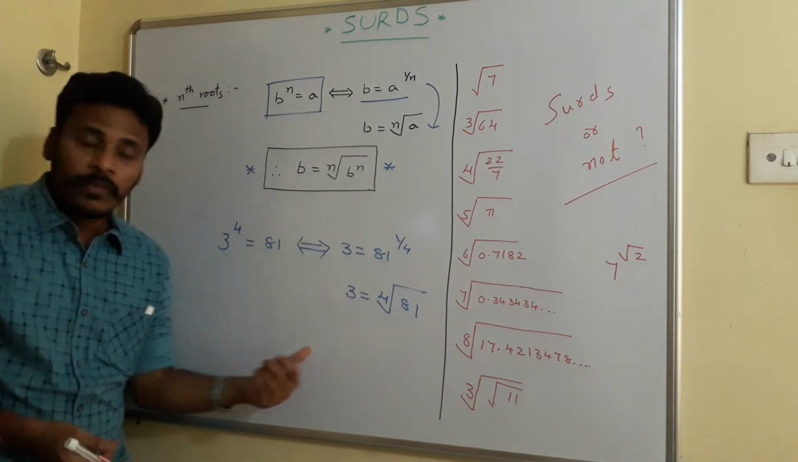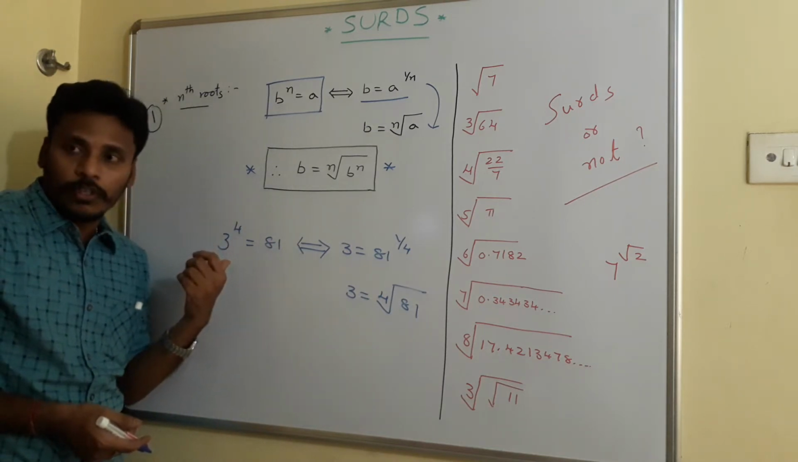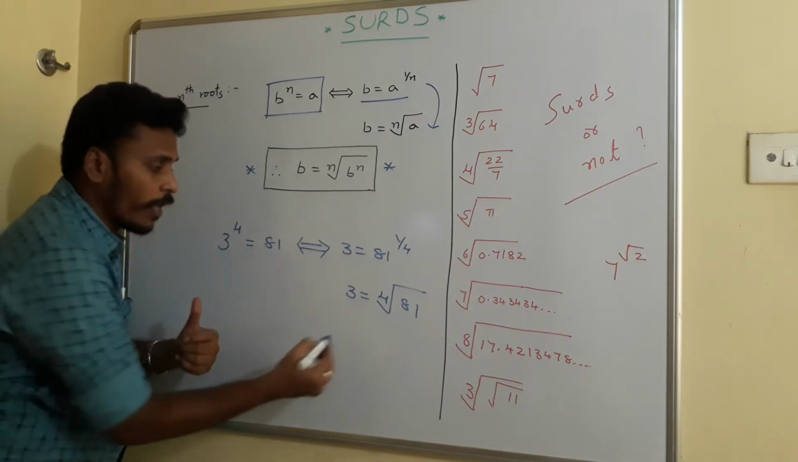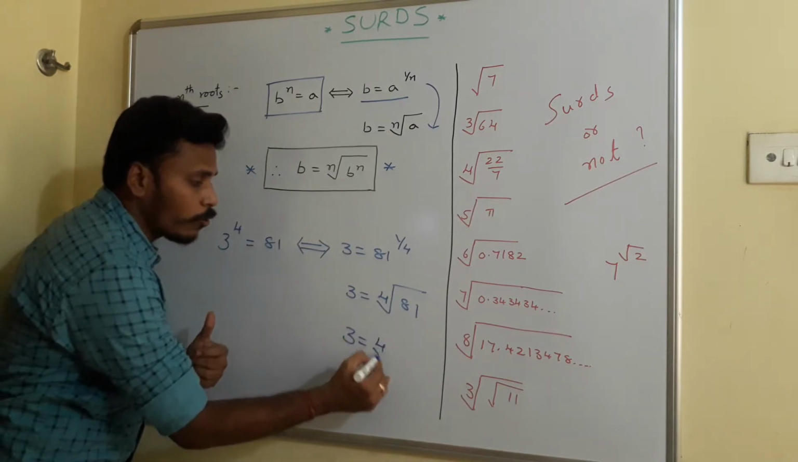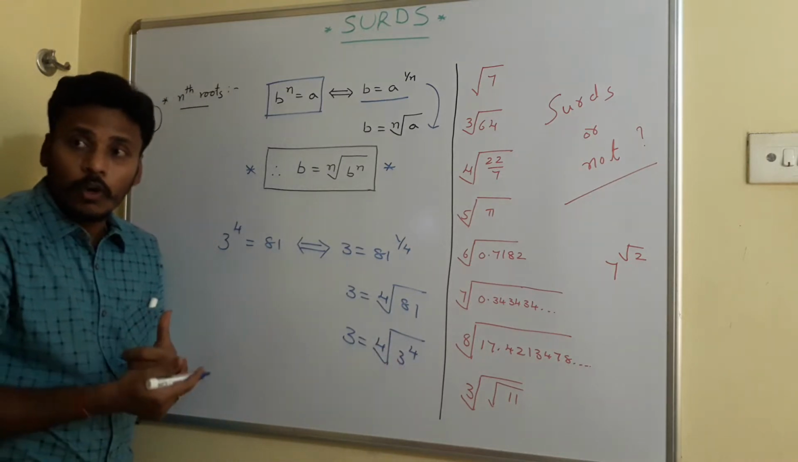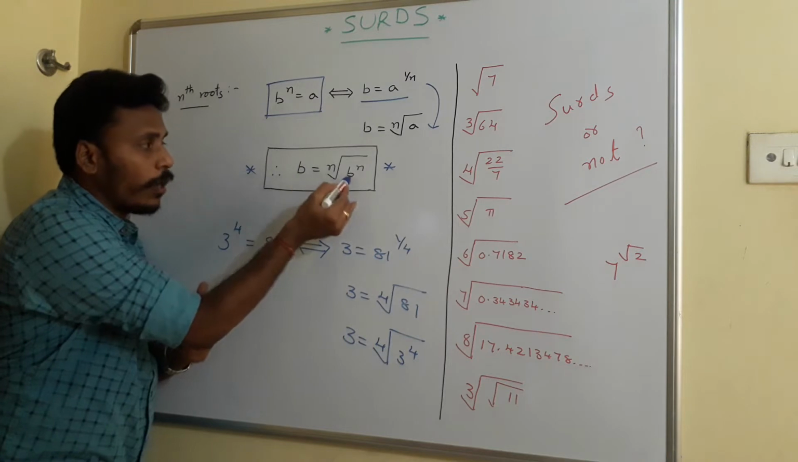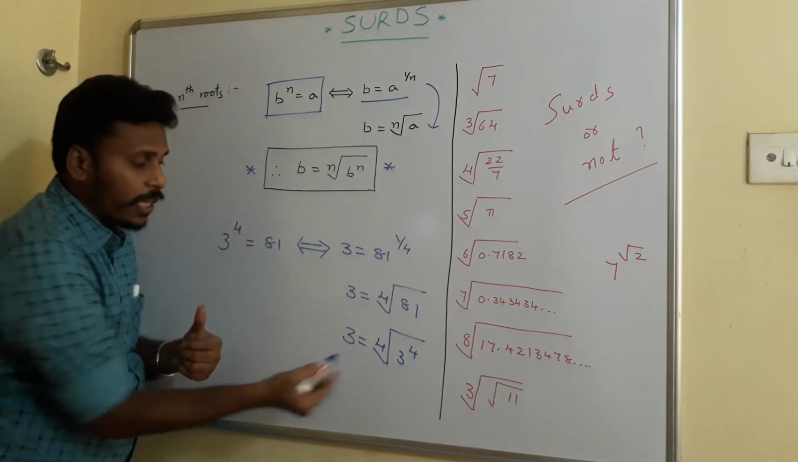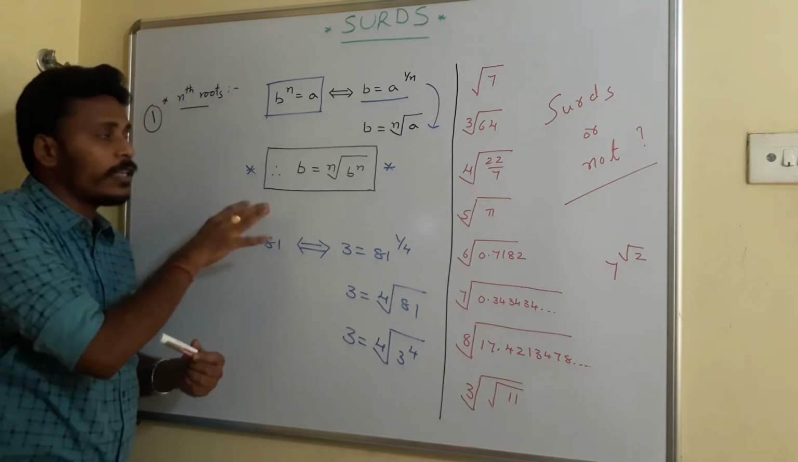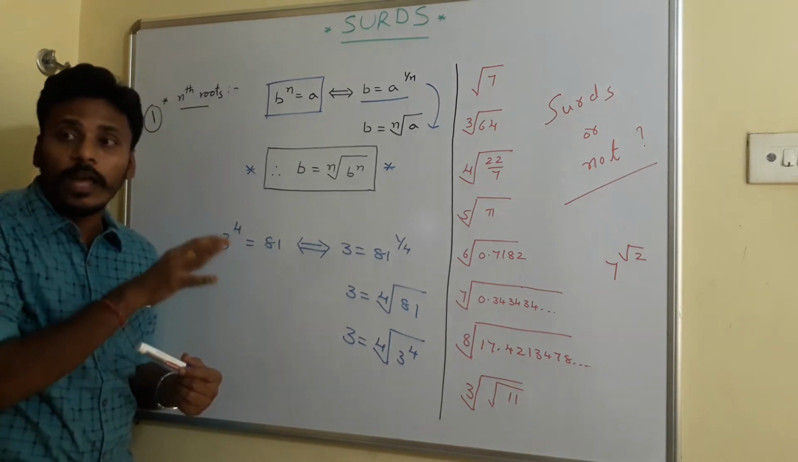Now if you look here, we already have that 81 is equal to 3 power 4. So if you replace this 81 with 3 power 4, then it becomes 3 is equal to 4th root of 3 power 4. Is it right? So if this n and n are equal, then your answer is b. Like if this 4 and 4 are equal, then your answer is 3. And this is the first point related to the nth root.